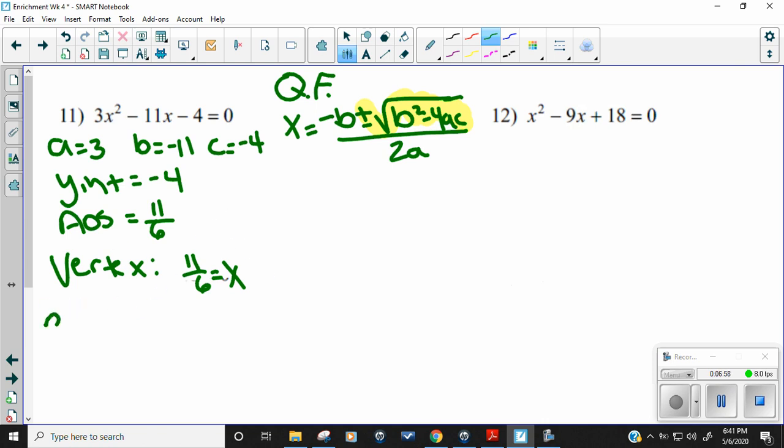So I'm going to do 3 times 11 over 6 squared. Everywhere there's an x, I'm going to put 11 over 6. 11 times 11 over 6 minus 4 equals your y. Now I'm going to use my calculator, and for this one you'll probably get a decimal. So what's that, 121 over 36? 3 times 121 divided by 36 minus 121 divided by 6.